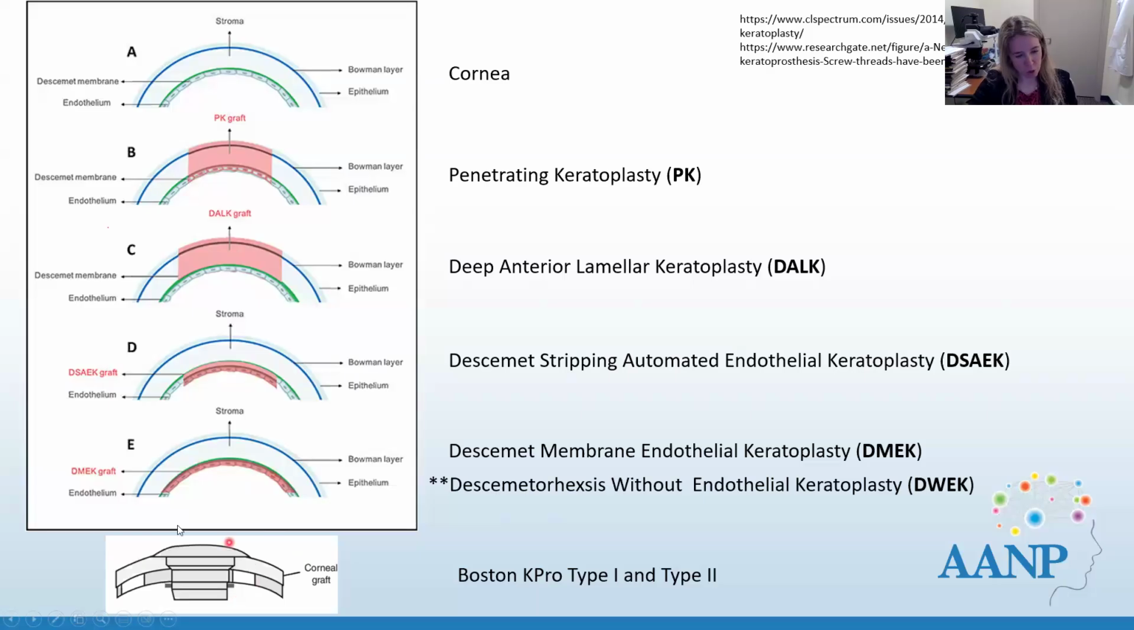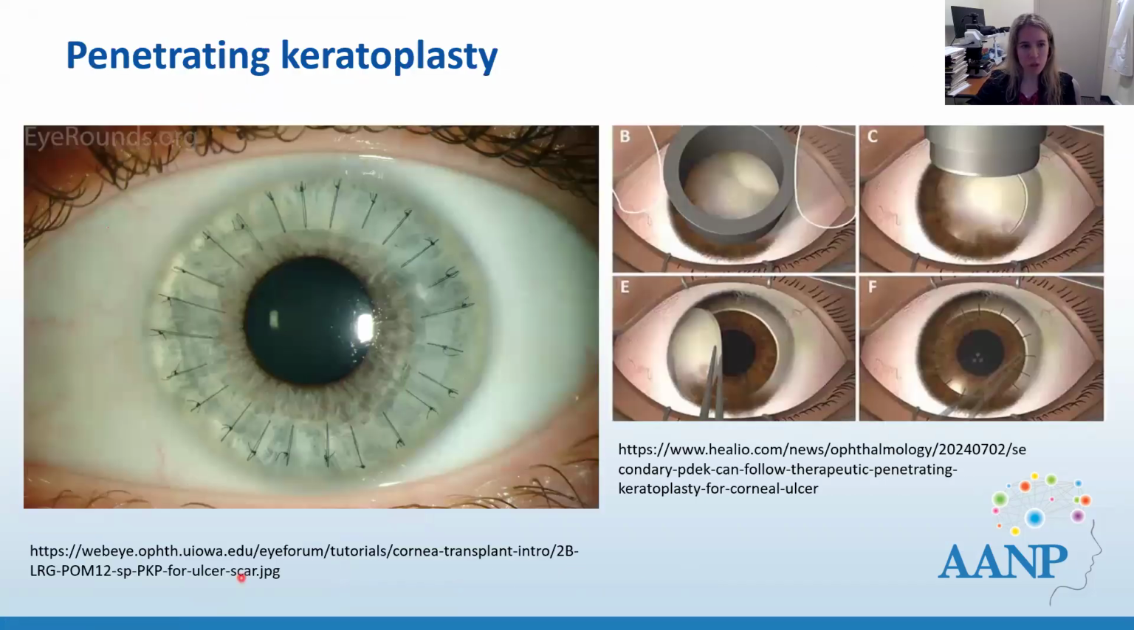And then we have the K-Pros, type 1 and type 2. With both of these K-Pros, you're basically making a full thickness corneal incision, just like a penetrating keratoplasty. You're adding back a full thickness cornea, but also hardware that's composed of both plastic and metal. So let's look at these in a little bit more detail.